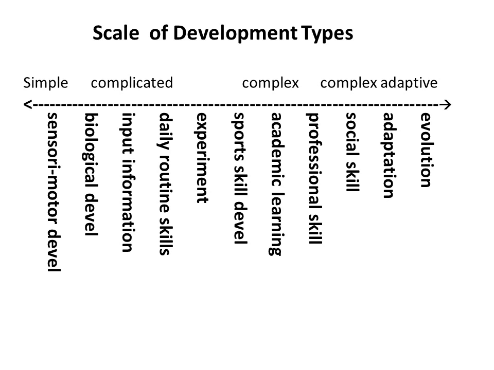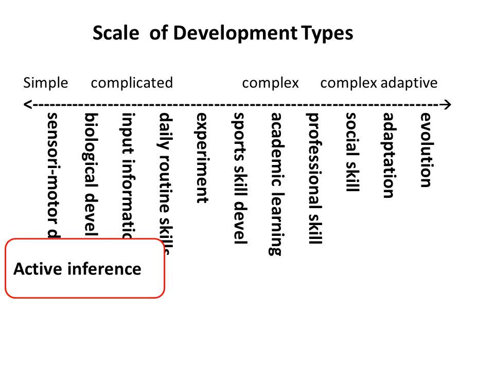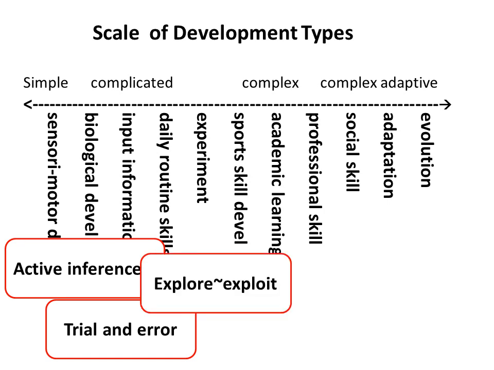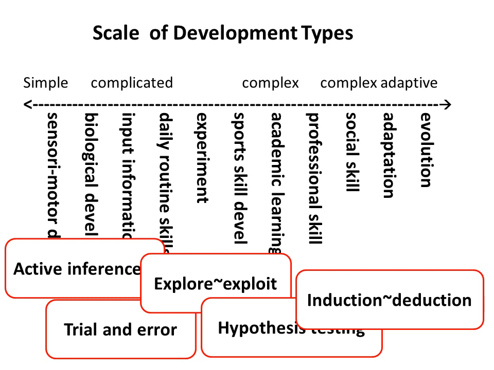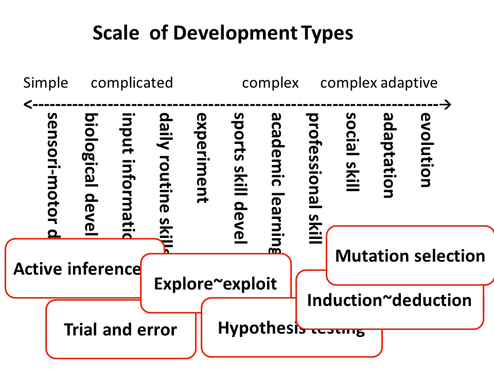Development, learning, and evolution each have their signature processes: active inference, trial and error, explore, exploit, hypothesis testing, induction, deduction, mutation, selection. Although they differ in scale, range, domain, and processing load, they are fundamentally feedback loops.